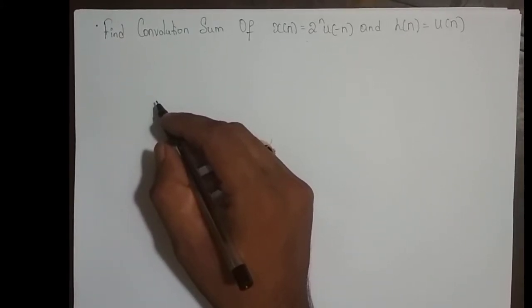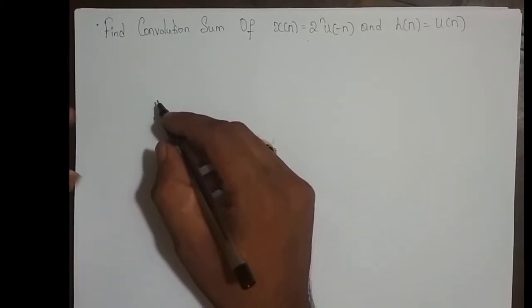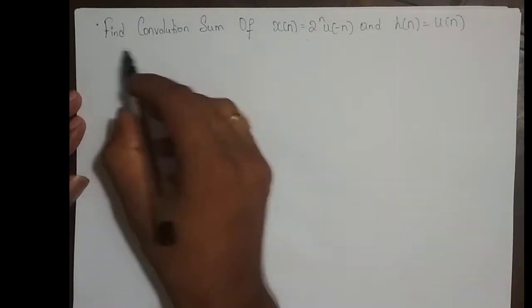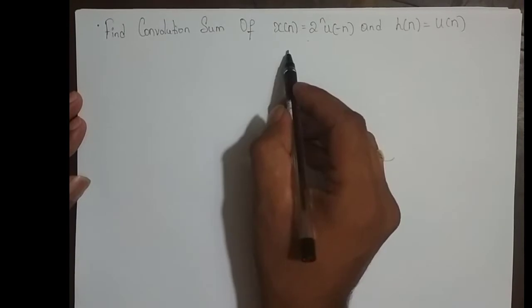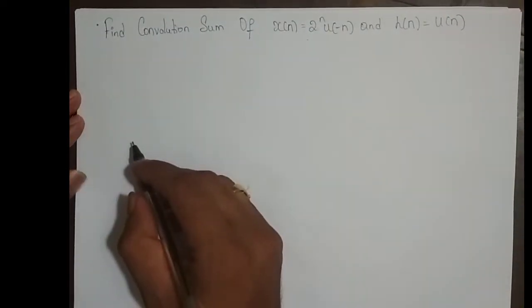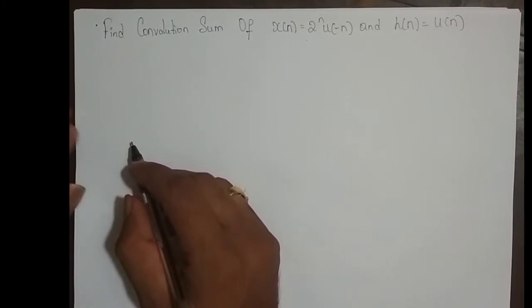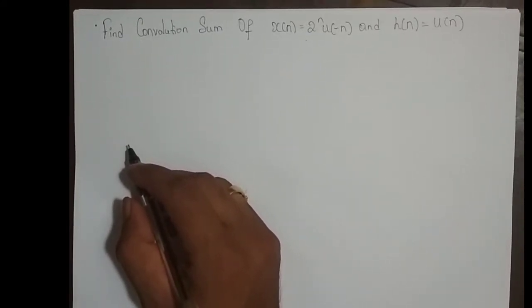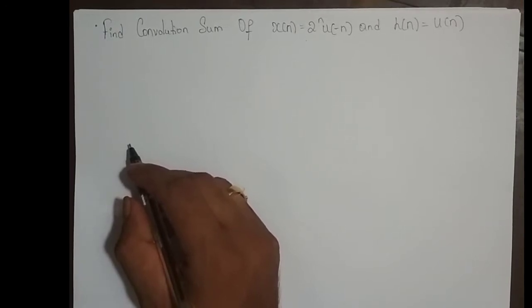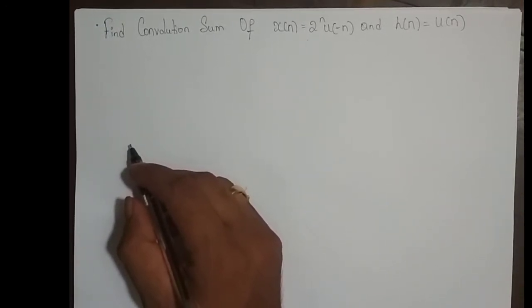Okay. So the example here is: find the convolution sum of x of n equals 2 power n u of minus n, and h of n equals u of n, right? I have already solved three problems on convolution sum of an infinite length sequence. I hope you got used to it, but still I will try to go in depth and solve this problem. Fine. Okay. Solution.